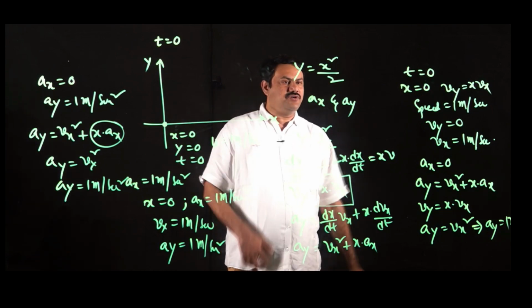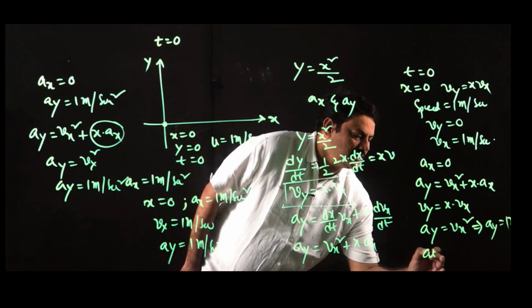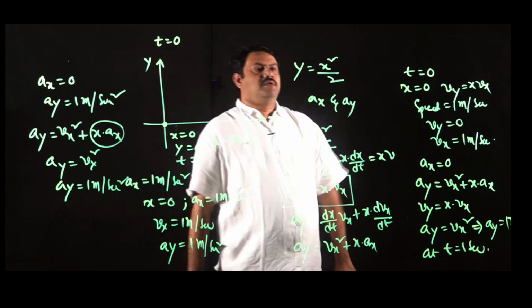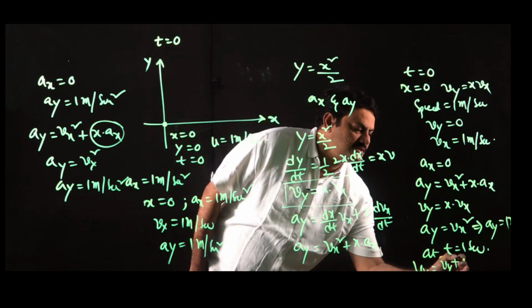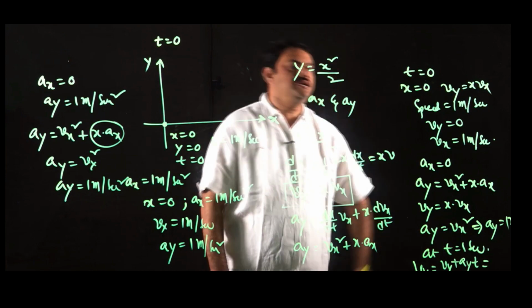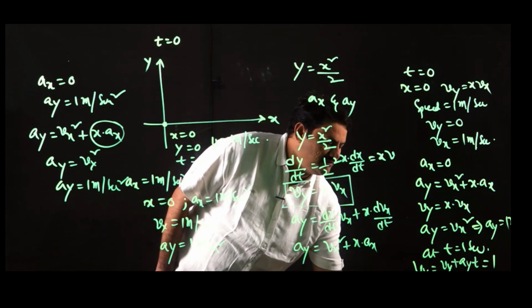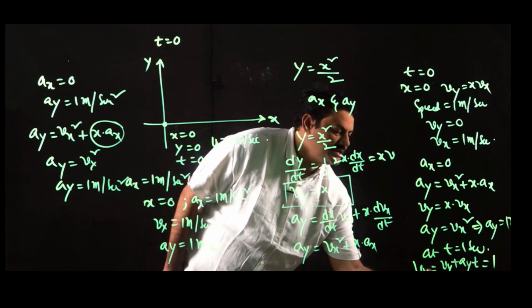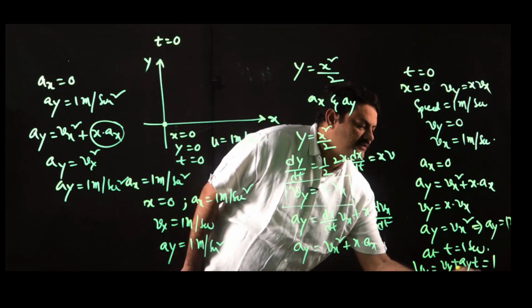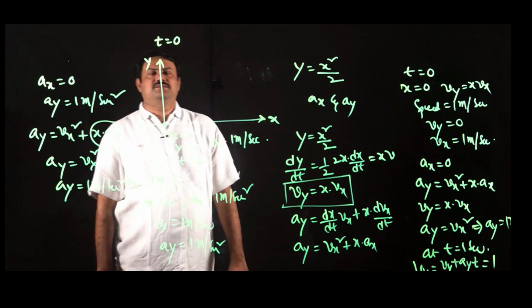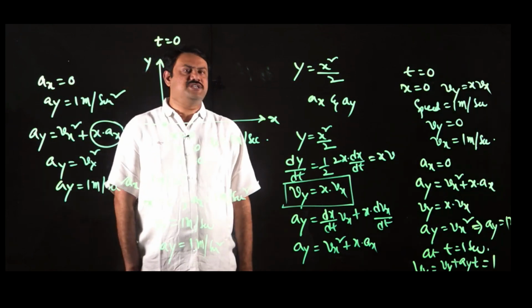At t is equal to 1 second, vy is equal to uy plus ay into t, that is equal to 1. Therefore tan theta is equal to vy by vx, that is equal to 1. That implies theta is equal to 45 degrees. So this is the previous 2020 advanced examination question.